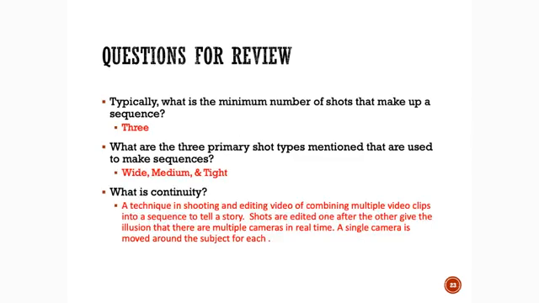Okay, here are the answers. Typically, the minimum number of shots that make up a sequence is 3, although there can be more. What are the three primary shot types mentioned that are used to make sequences? Typically, wide, medium, and tight shots.